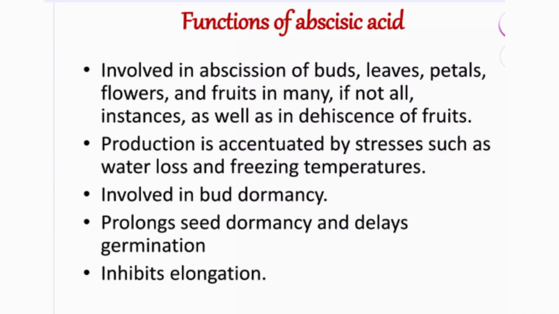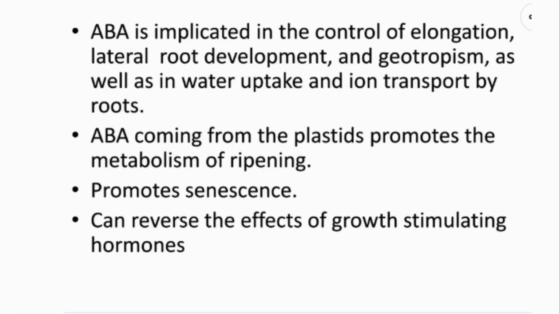It is involved in bud dormancy, prolongs seed dormancy and delays germination, and also inhibits elongation. Abscisic acid is implicated in the control of elongation, lateral root development, and geotropism, as well as in water uptake and ion transport by the roots. Abscisic acid coming from the plastid promotes the metabolism of ripening. It promotes senescence and can reverse the effect of growth stimulating hormones.